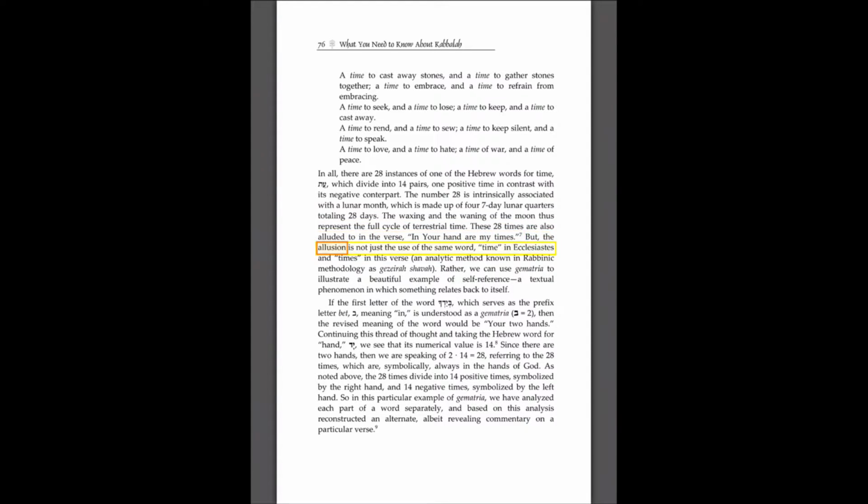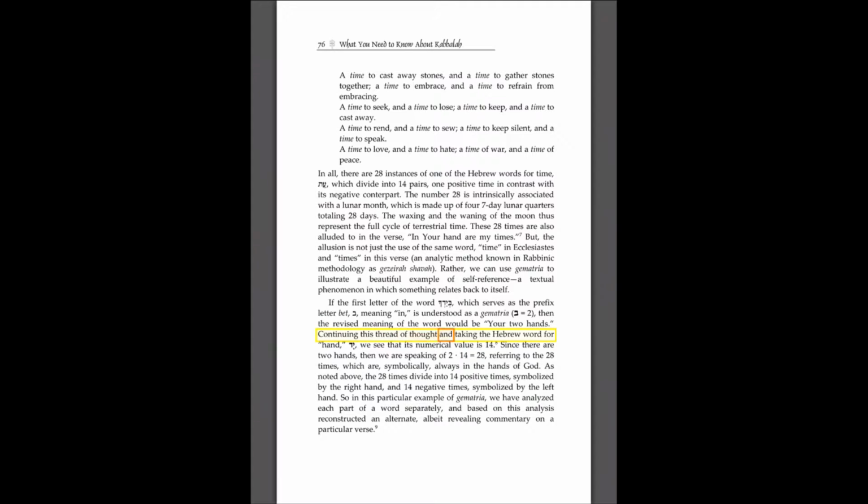But the allusion is not just the use of the same word, time in Ecclesiastes and times in this verse, an analytic method known in rabbinic methodology as Gezer Shava. Rather, we can use gematria to illustrate a beautiful example of self-reference, a textual phenomenon in which something relates back to itself. If the first letter of the word, which serves as the prefix letter bet, meaning in, is understood as a gematria, equals 2, then the revised meaning of the word would be your 2 hands.